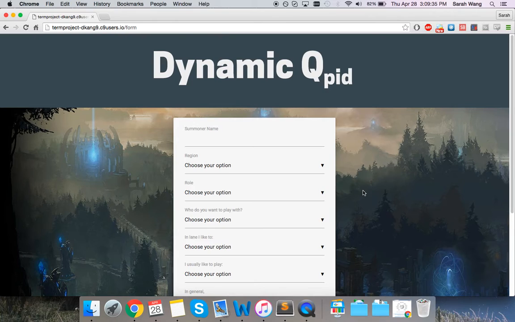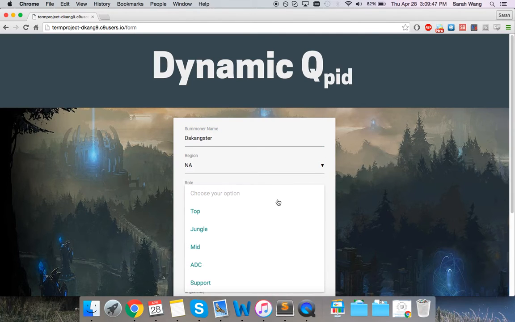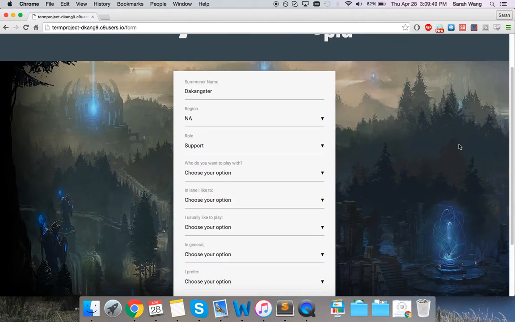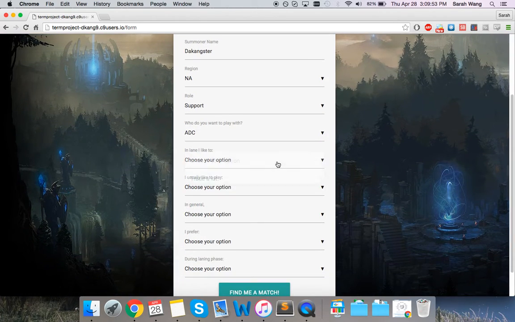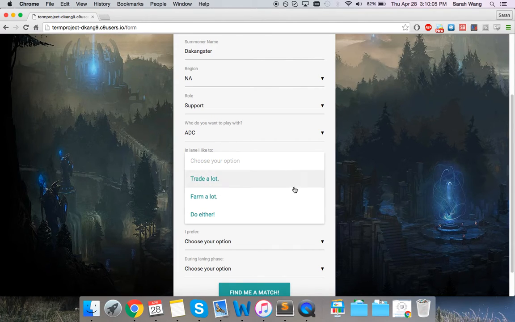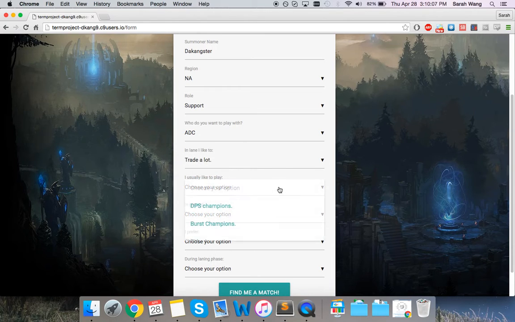And so the first page that you're directed to is a form page where you can input your own information. Here I'll just put in my own information. And then I'm from North America. I play support. And generally supports play with ADCarries. And here I have a few questions where you talk about what kind of playstyle you have so that the matching algorithm that I wrote can better match you with somebody who would fit your playstyle the best. So I'll just answer these questions.